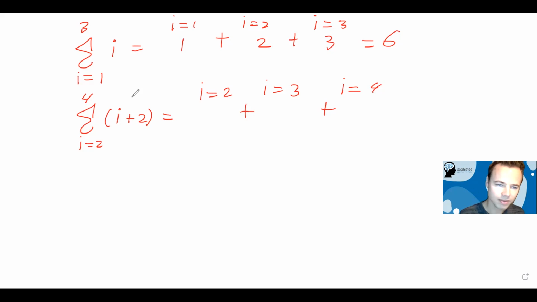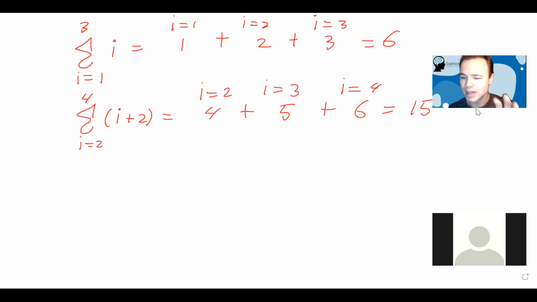Okay. So this is what we start with. And now we're going to look, if i is 2, what will be the value of this expression? And that will be 4, right? And if i is 3, this will be 5. And if i is 4, then this thing here will be 6. Then we add it together. So 4 plus 5 is 9. And 9 plus 6 is 15. So that's basically how a summation works.